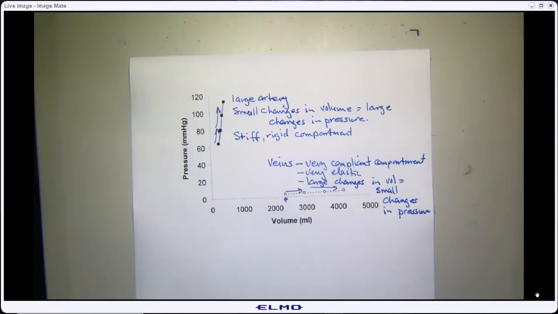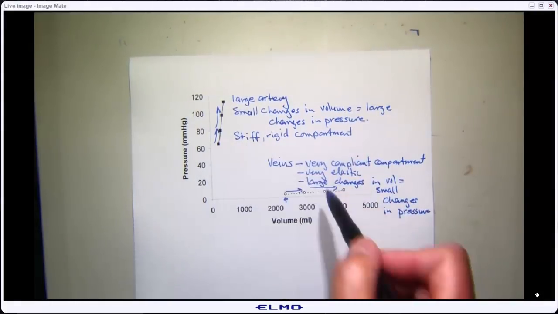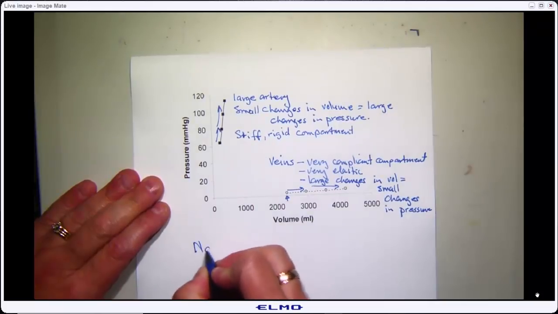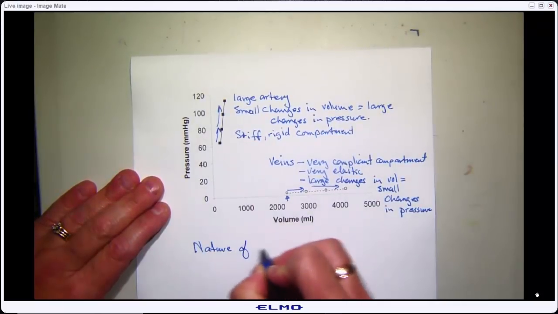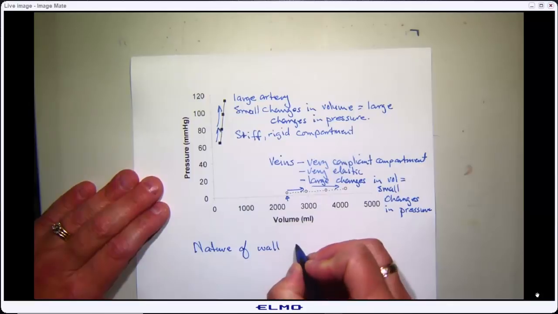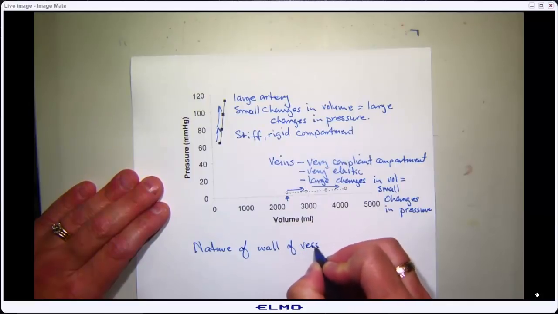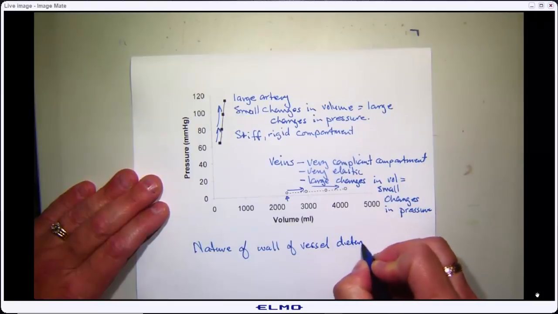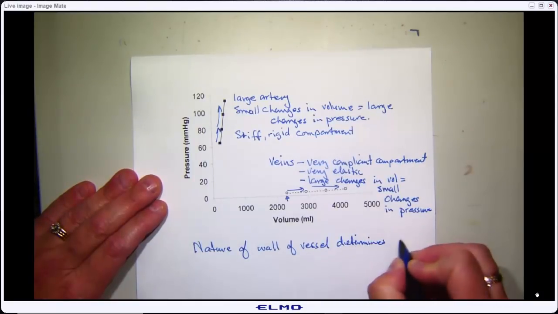Okay, so at the end of the day then too, the nature of the wall is going to determine the characteristics or the behavior of these vessels. Okay, so how did we get there? It was the nature of the wall, and I can't really tell you what about those characteristics made it that way, but it is what it is, okay? So the nature of the wall of the vessel determines the behavior of the vessel.